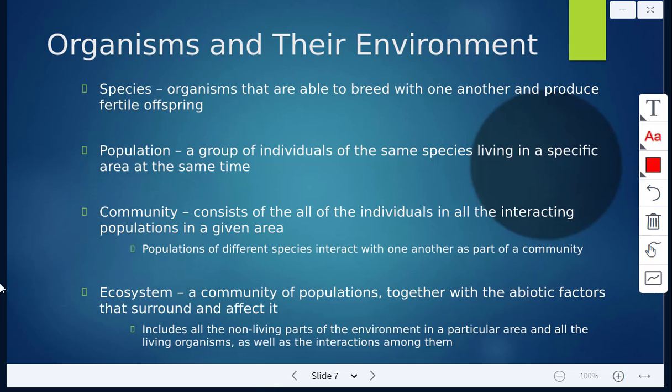And then we move on and have a community, and now we'll have all of the individuals in all the interacting populations in a given area. So different species interacting in a community. So it's populations of different species interacting with one another as part of a community. And then after that, we have an ecosystem. And this is a community of populations together with the abiotic factors that surround and affect it. So an ecosystem includes all the non-living parts of the environment in a particular area and all the living organisms, as well as the interactions that are happening among them.